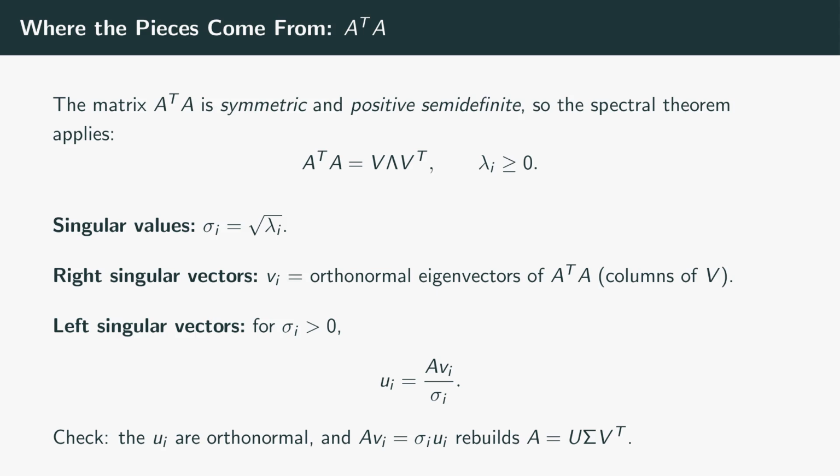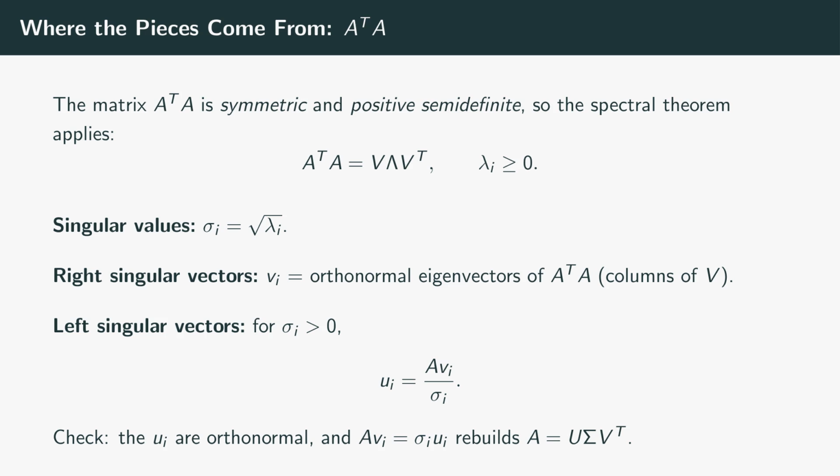Where do the singular values and vectors actually come from? From the spectral theorem of last episode. Take any matrix A and form A transpose times A. This product is always symmetric, and it is always positive semi-definite, so by the spectral theorem it has an orthonormal set of eigenvectors and real, non-negative eigenvalues. Write A transpose A equals V lambda V transpose. Now read off the SVD. The singular values are the square roots of those eigenvalues. Sigma i equals the square root of lambda i.